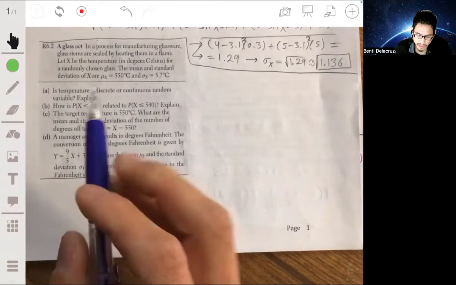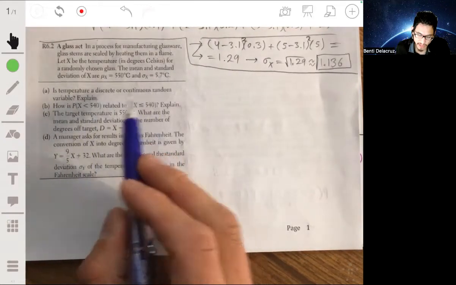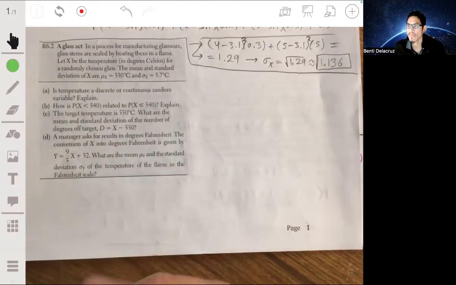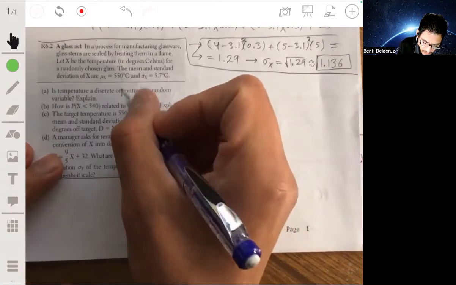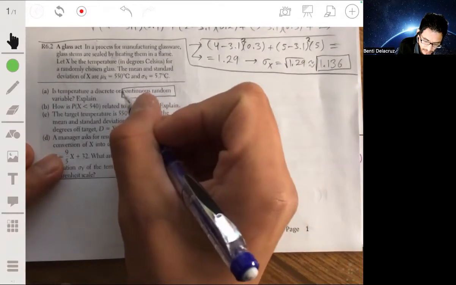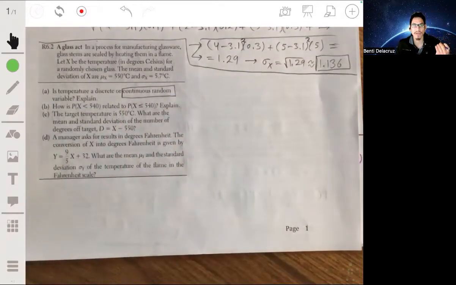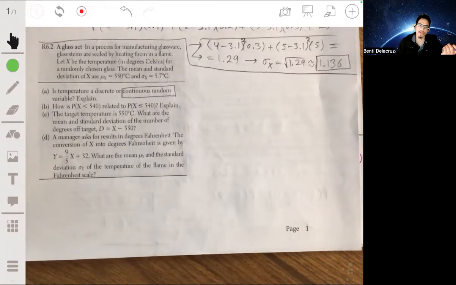All right, so part A: is the temperature a discrete or continuous random variable? Explain. Now, this is going to be a continuous random variable because you don't just have fixed numbers that are possible for X. In other words, you don't have values that are just like 550, 551, 552, 553, 540. You have anything between 550 and 560.